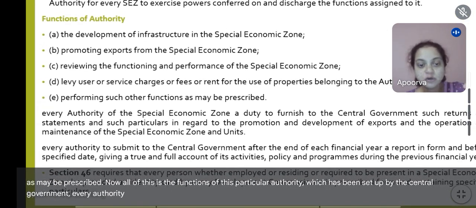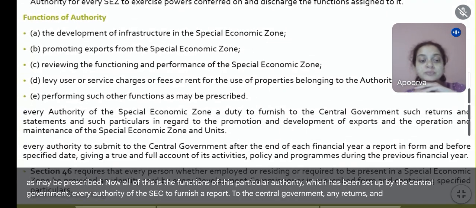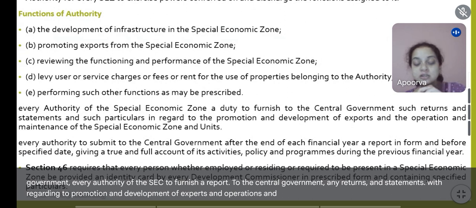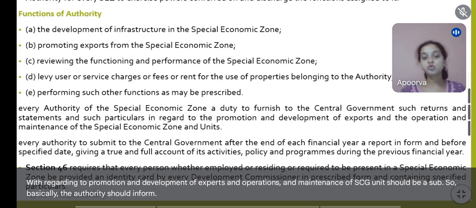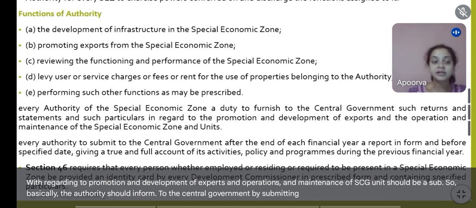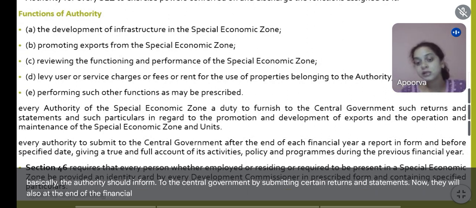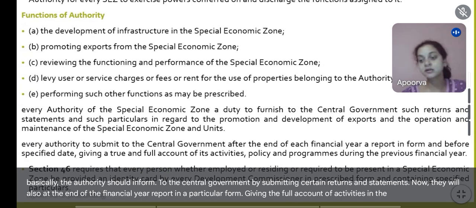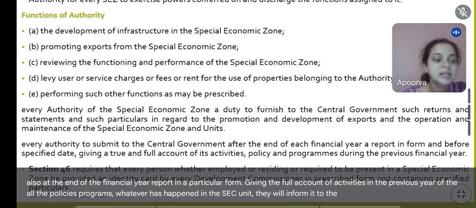Every authority of the SEZ has to furnish a report to the central government, any returns and statements with regard to promotion and development of exports and operations and maintenance of the SEZ unit. So basically the authority should inform the central government by submitting certain returns and statements. Now, they will also, at the end of the financial year, report in a particular form giving the full account of activities in the previous year, of all the policies, programs, whatever has happened in the SEZ unit. They will inform it to the central government.